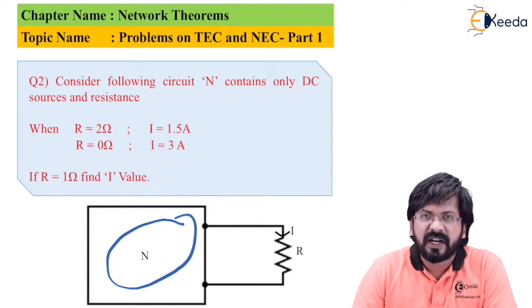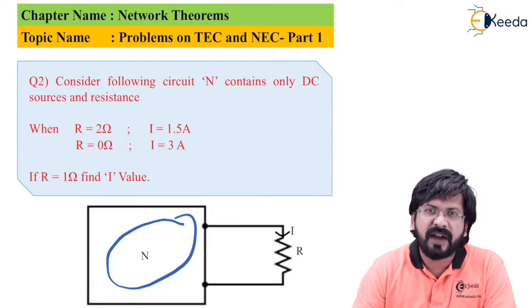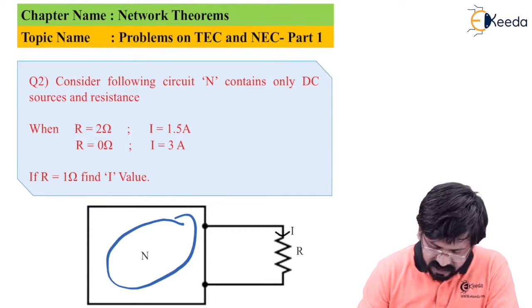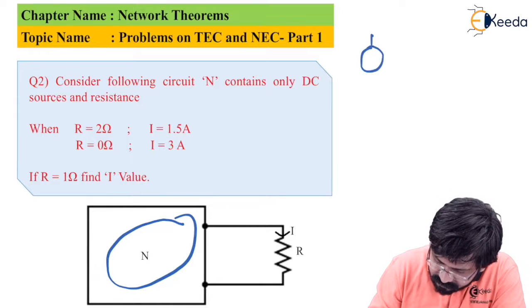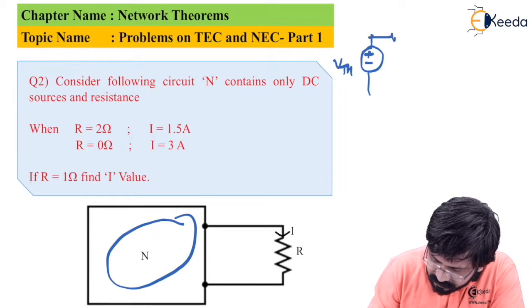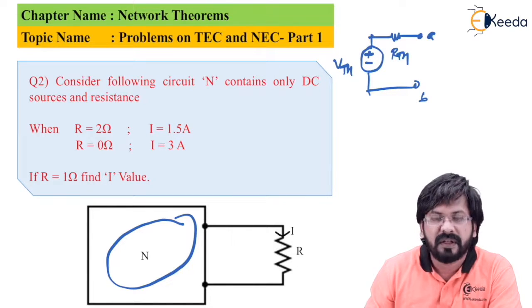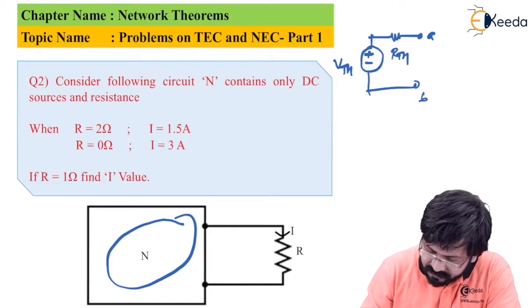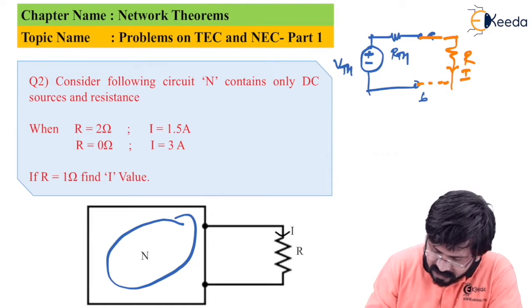We know that a circuit which is linear in nature can be represented by its Thevenin's equivalent circuit having only one voltage source and one resistance connected in series. So in fact, I can represent the given network like this: a source VTH and RTH, having 2 points, let's say A and B, to which this R is connected, through which current, let's say I, is flowing.